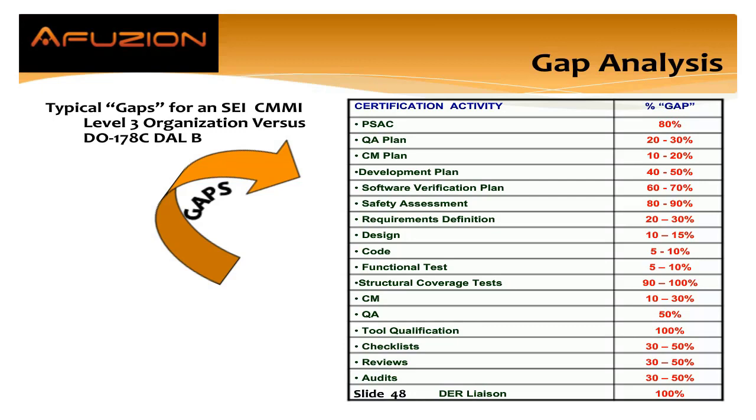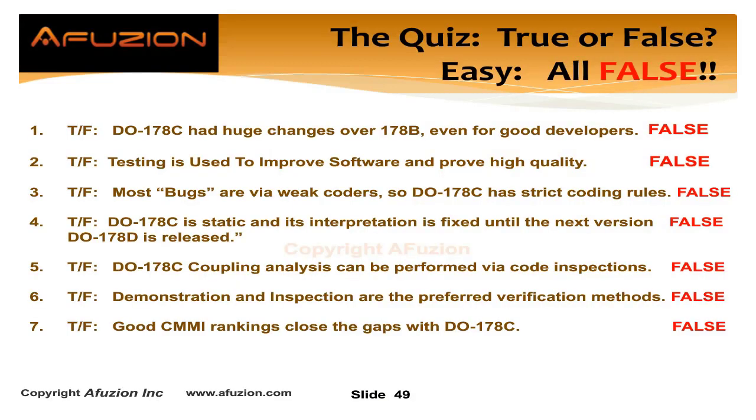Now let's look at this test. You're almost done, folks. Everyone was false. 178C has minor changes. Testing is not used to improve software quality directly, but it does prove and improve what you really have by a feedback loop to improve the requirements. That's why testing is so valuable. Most bugs come from, no. Most bugs come from weak requirements. So focus on those two gaps that we summarized for you.